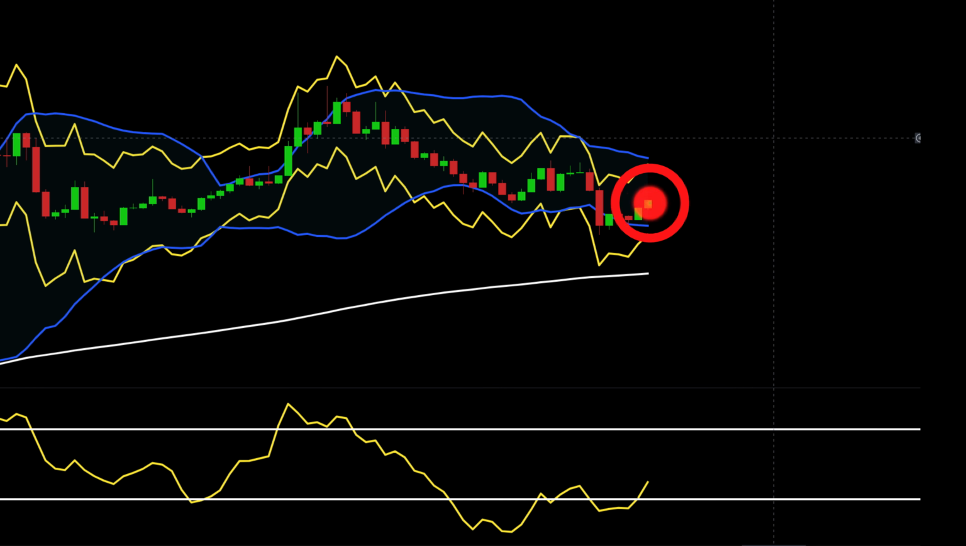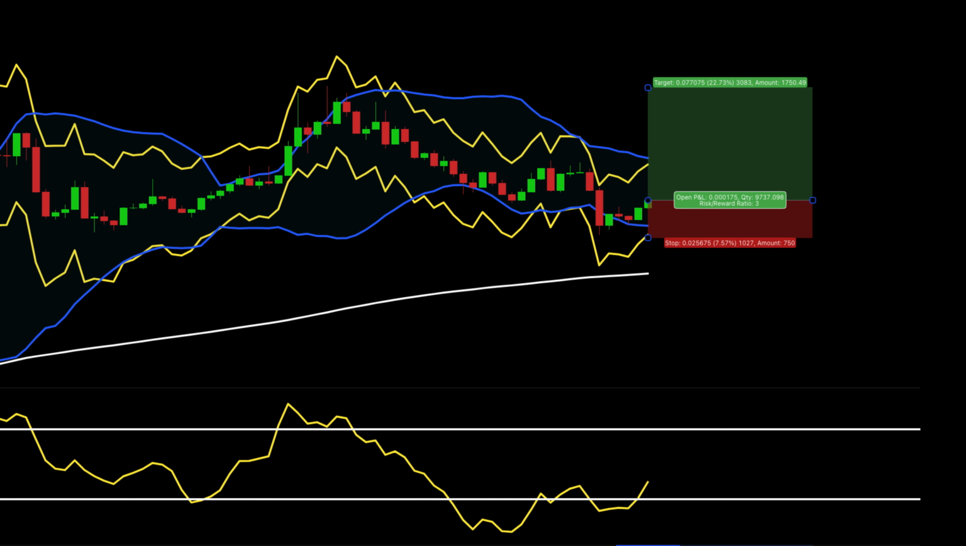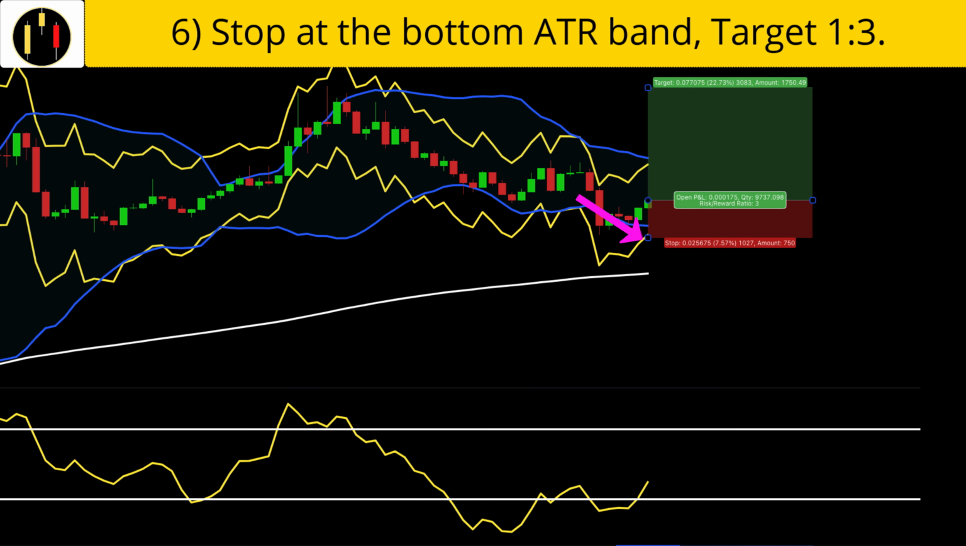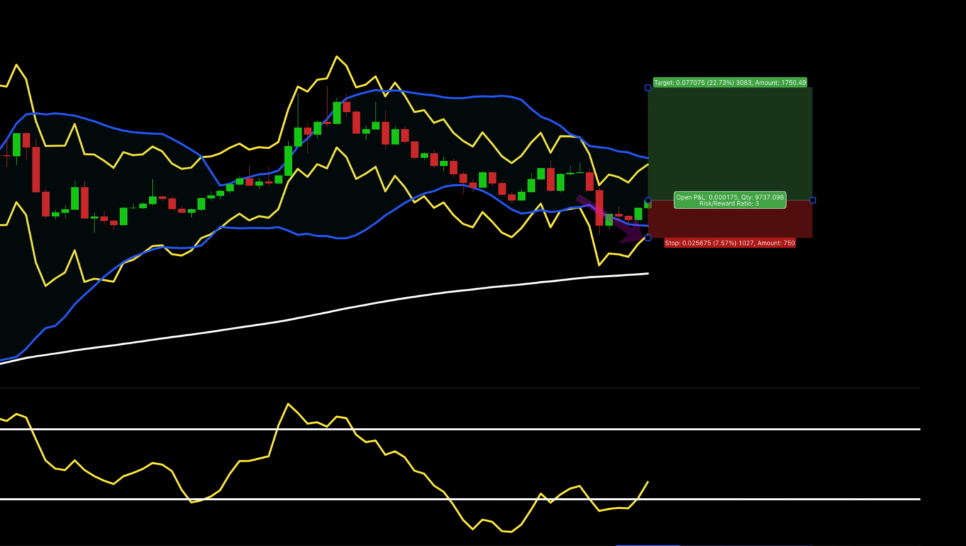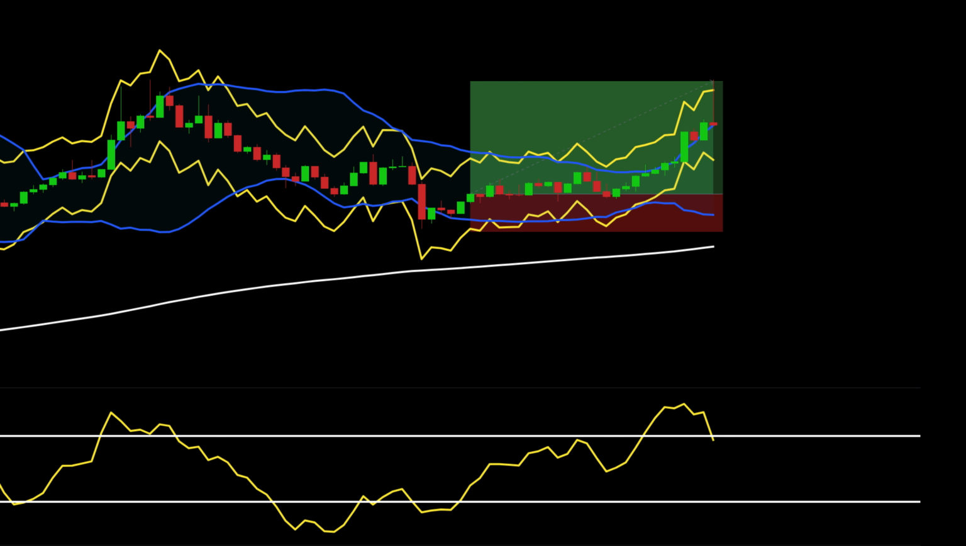Our rules are met when this candle closes. That is our trigger candle. We place our stop at the bottom ATR band, which is 2 times the ATR value of the corresponding candle, and target 3 times risk. And long example 1 hits the target.